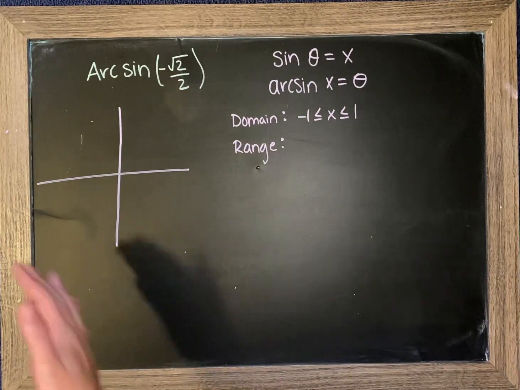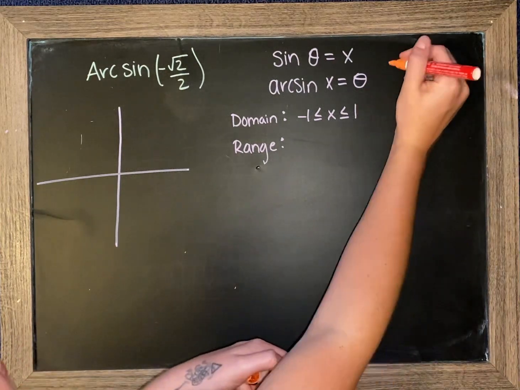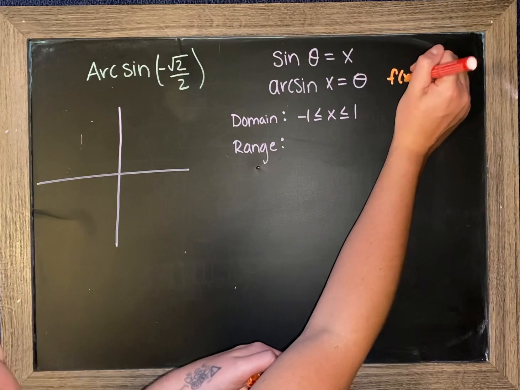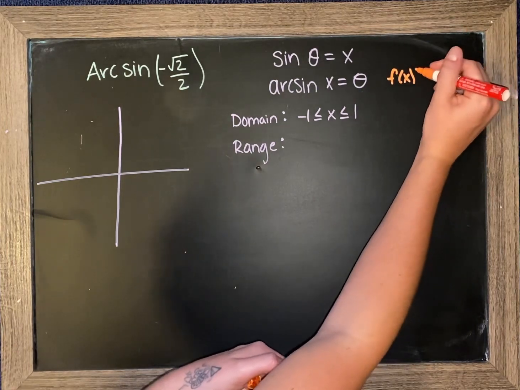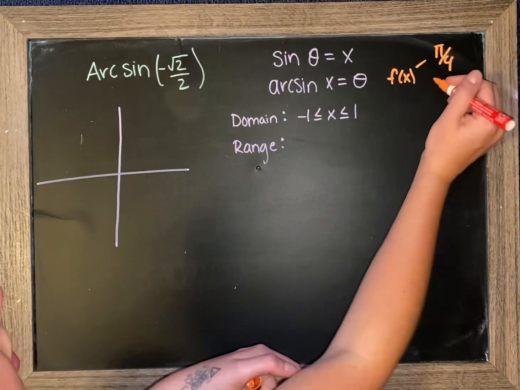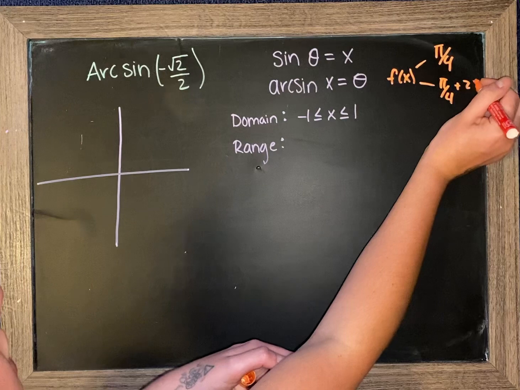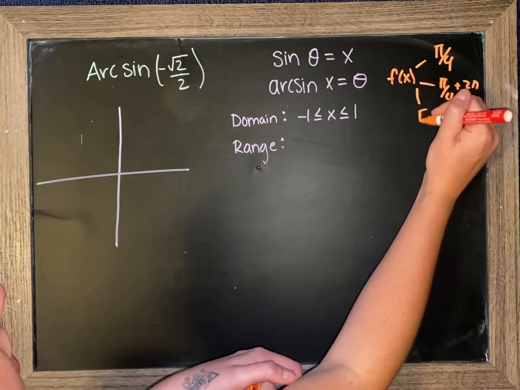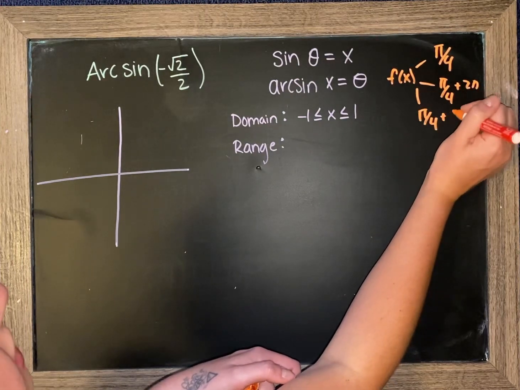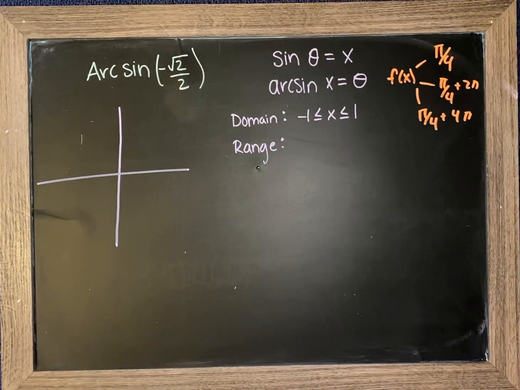And so we have 4 different quadrants that this can be used in. And so for this value with f of x, we can have our sine be pi over 4 plus 2 pi, and then pi over 4 plus 4 pi. These are just different ways that you will have the value of sine for pi over 4.